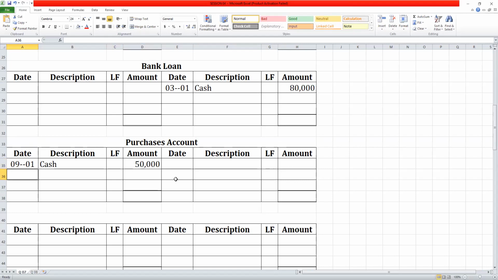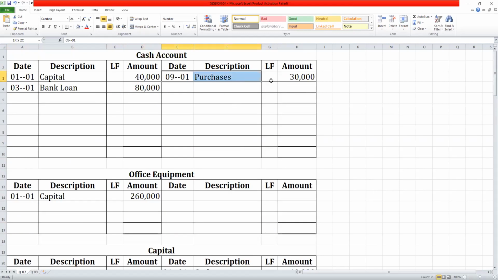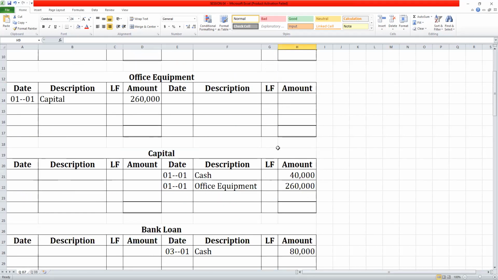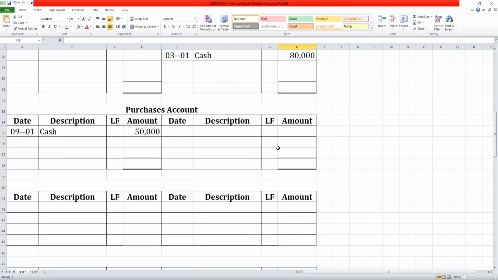This is how you record, right? Purchases account debit, cash account credit. And the next date is 14th January. Credit purchases from Iresh, 50,000. Credit purchases. Think what we have to use here. We have to use the purchases account. But this time, it is a credit purchase. Record the date, 14th January, Iresh.